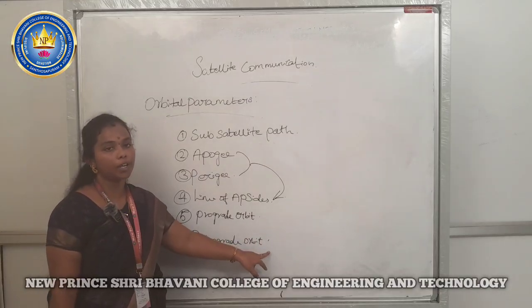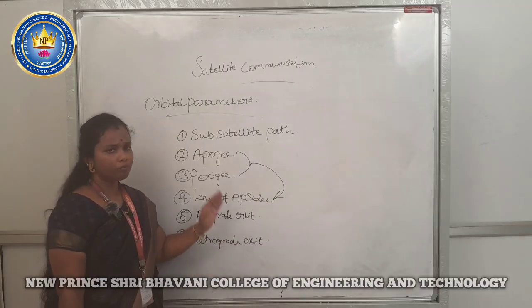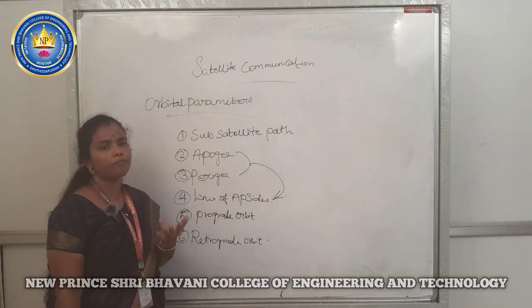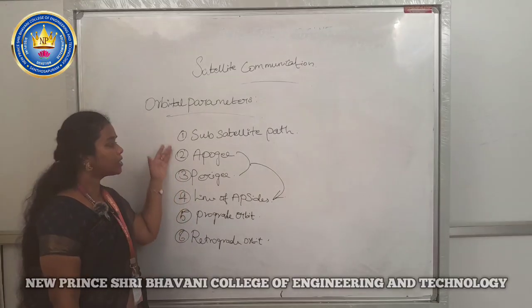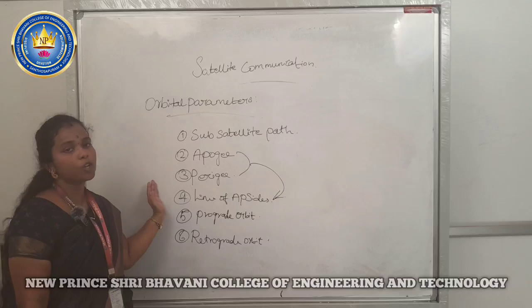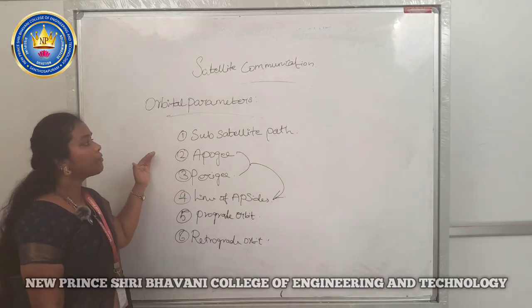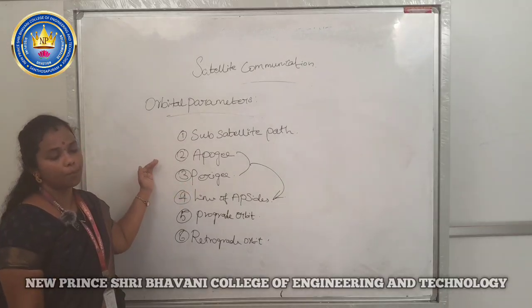to 180 degrees. And we move on to what is the sub-satellite point, and we move on to the geostationary and stationary orbit and station keeping. These parameters are based on that positioning also. Then we move on to what is the sub-satellite path.